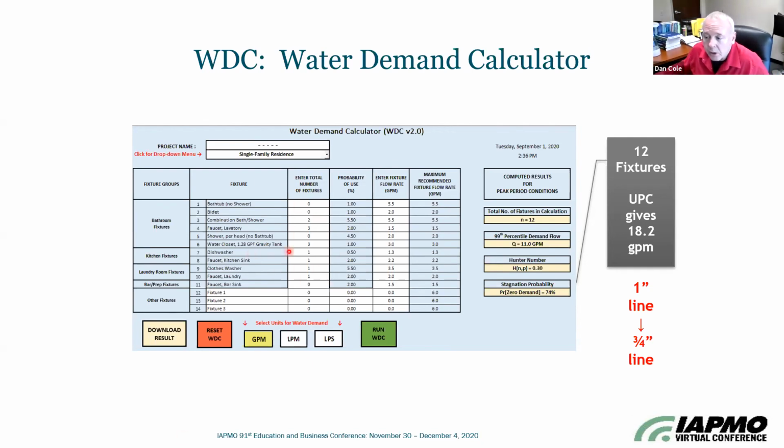So obviously you would exclude the water closet. Any fixture that uses hot water, you would enter in here and run your calculator, and that will give you your estimated peak demand for the water heater. That would help you in your pipe sizing for the water heater.